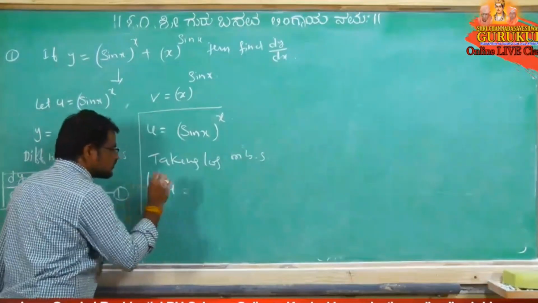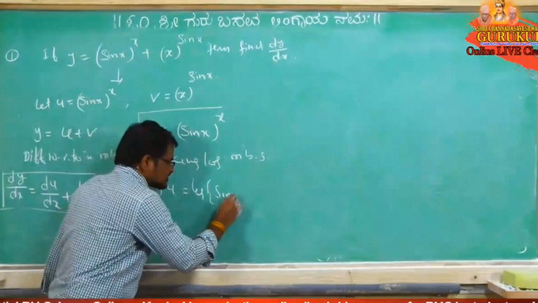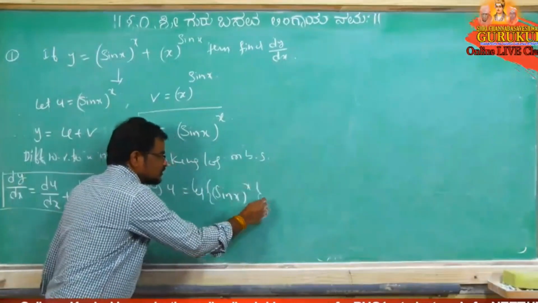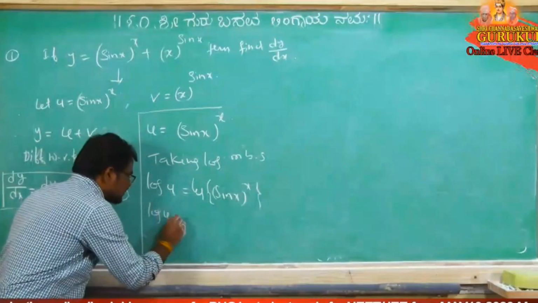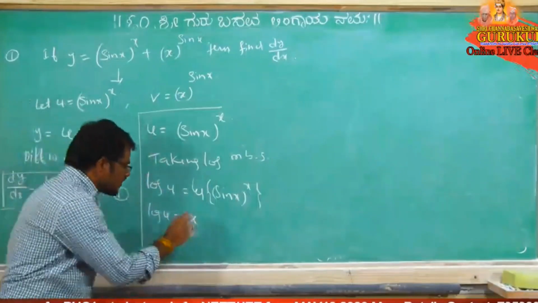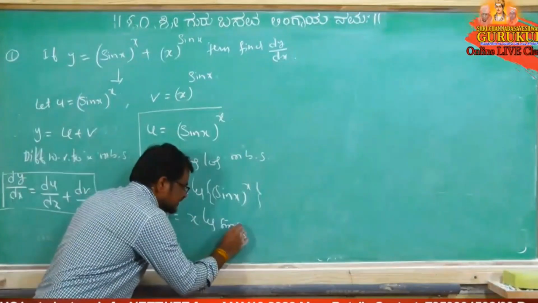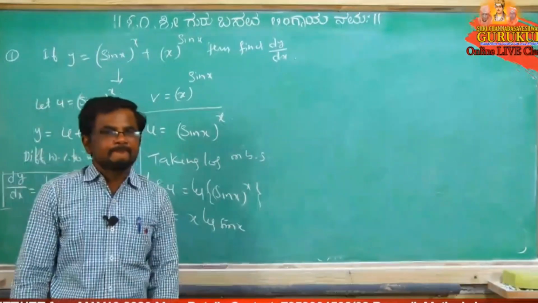Log u equal to log of sin x to the power of x. Now log u can be written, by the logarithm property, as x into log sin x. This is the first step. Second step, what we have to do?